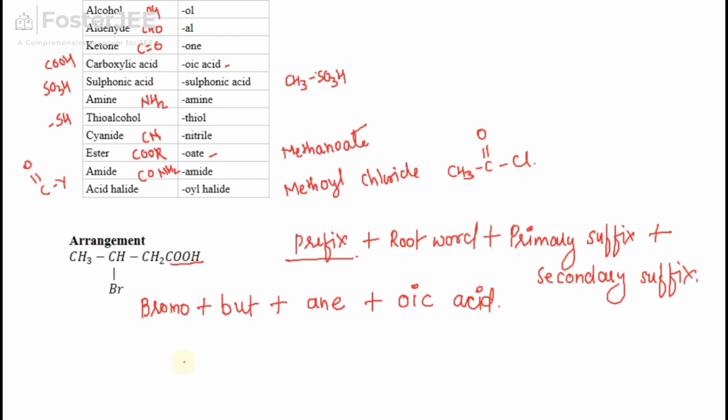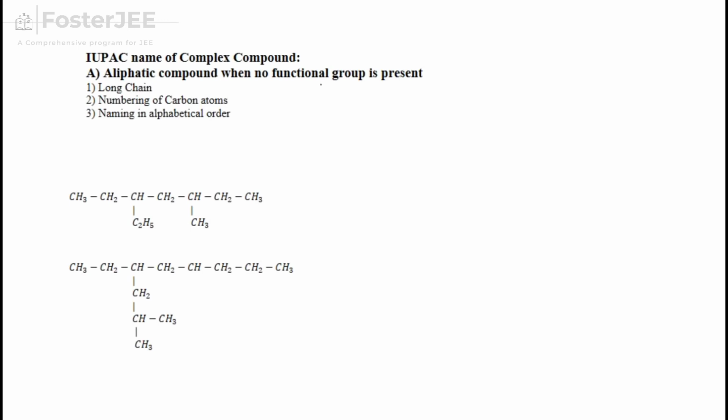So the name of the compound is bromobutanoic acid. Now, in the IUPAC system, the position of the substituent group is also important. So here we can see that the substituent group is present at the 1, 2, 3, third carbon. Okay, so the name of the compound will be 3-bromobutanoic acid.